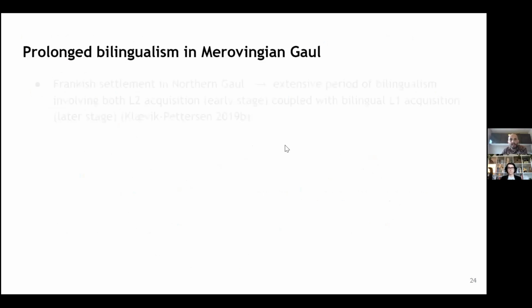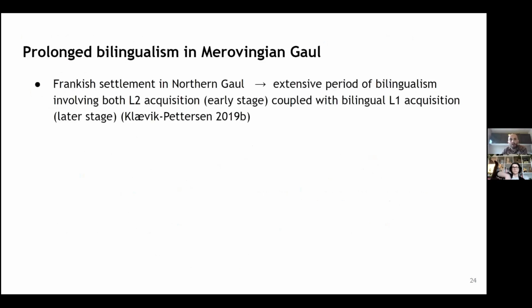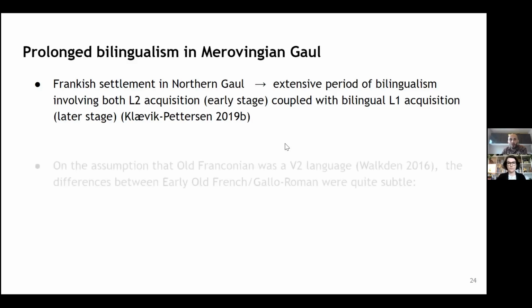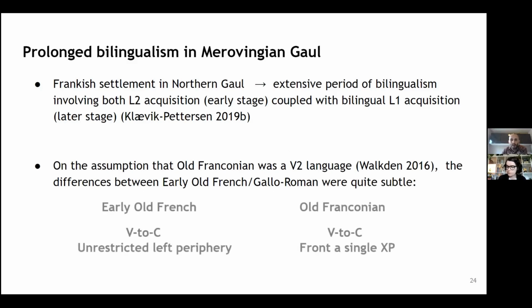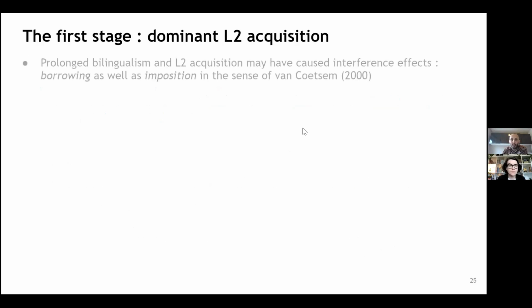So I've suggested last time in DiGS, and now on paper, in print, that it was due to prolonged bilingualism in Merovingian Gaul. We know, although we're in the dark with respect to details, that there must have been an extensive period of bilingualism involving a first stage of second language acquisition, coupled with a gradual increase in bilingual first language acquisition. And if we assume that Old Franconian was the verb-second language itself, the differences between the 2 languages would have been very subtle, because they would both have had V2C, whereas the only difference would be that Old Franconian would front a single XP in most cases.